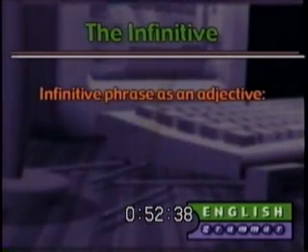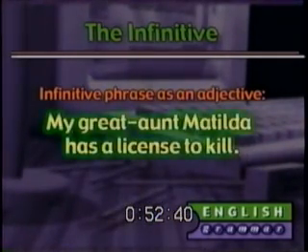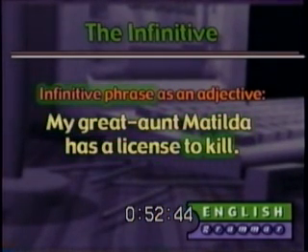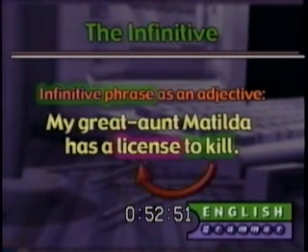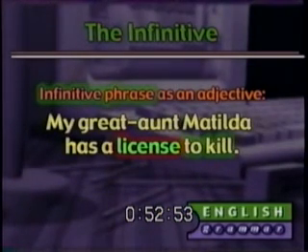Now let's use an infinitive phrase as an adjective. My great-aunt Matilda has a license to kill. Here we have an infinitive phrase, to kill, modifying the word license. What kind of license is it? A license to kill. Now let's just say you have a license to change the form of your verb to an infinitive. Use it with caution.